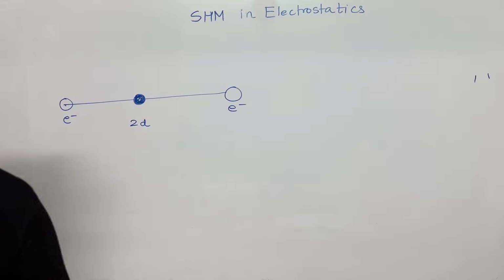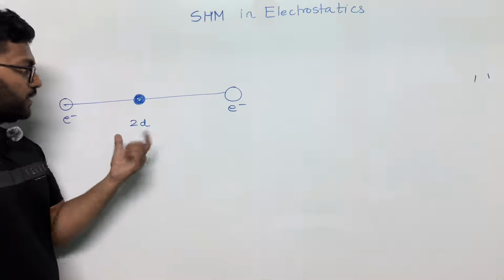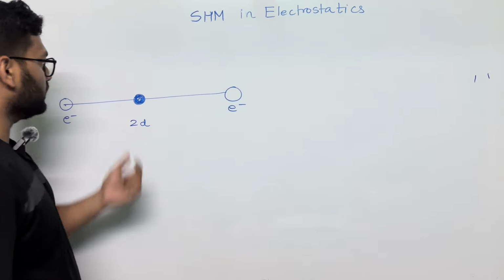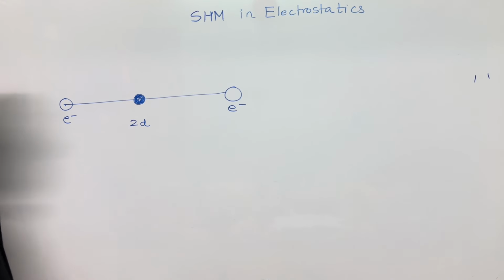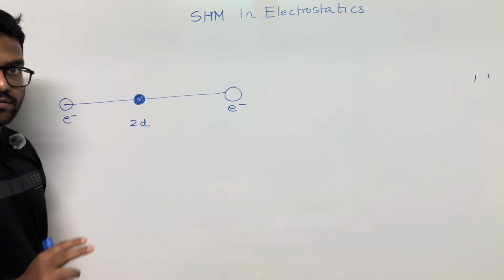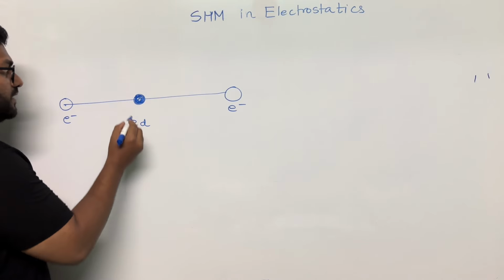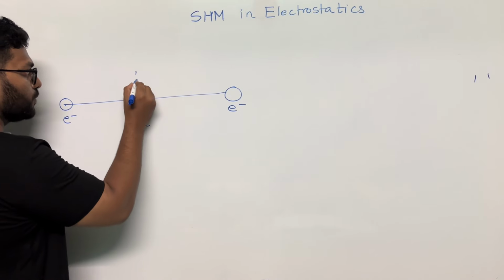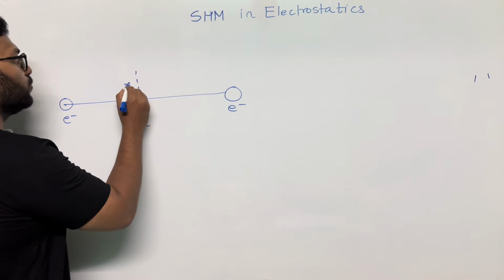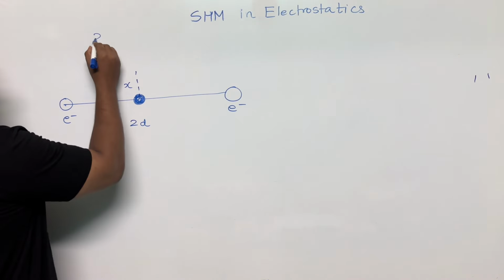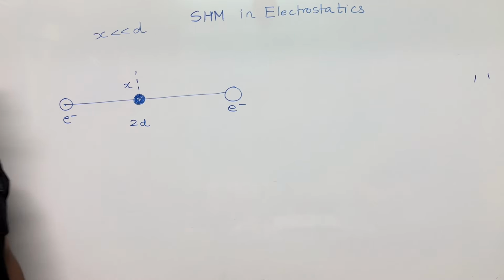Let's look at this next question. We have two electrons which are separated by the distance 2d over here, and at the midpoint of these two electrons there is a proton placed. The proton has mass small m. They are displacing this proton perpendicular to this line by an amount x, and note that x is given to be very less than d.